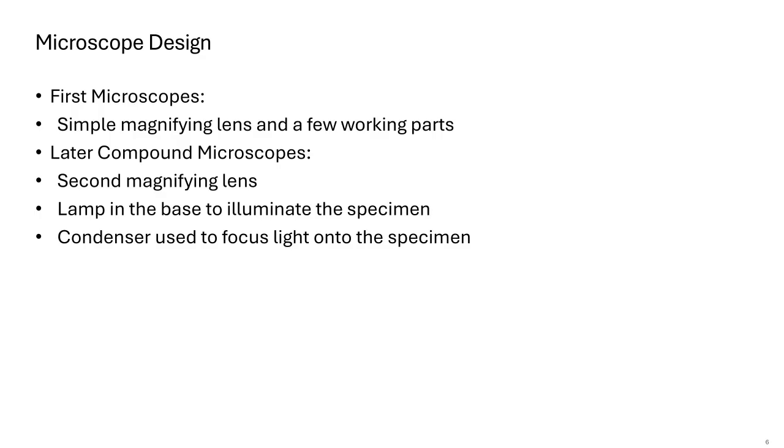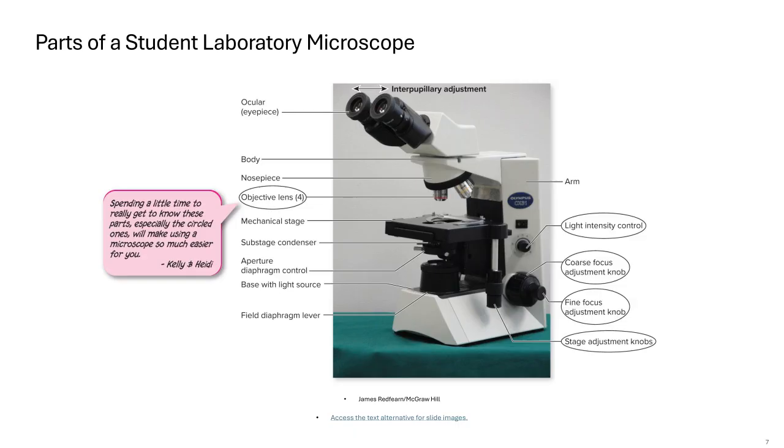Later, compound microscopes, which are the kind that we use in most college microbiology labs, have a second magnifying lens that we'll look at in a minute. You have an ocular lens and an objective lens. You have a lamp in the base that illuminates the specimen, and you have a condenser that focuses the light on the specimen. So this is what a compound microscope looks like.